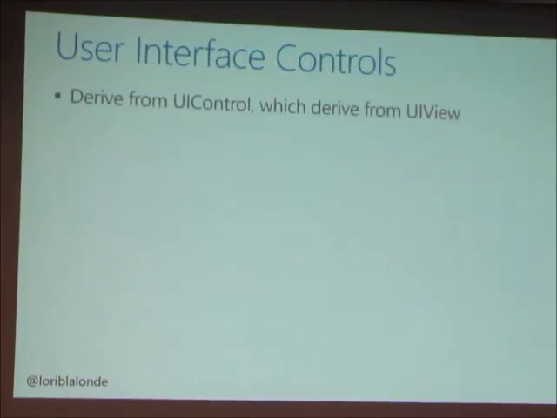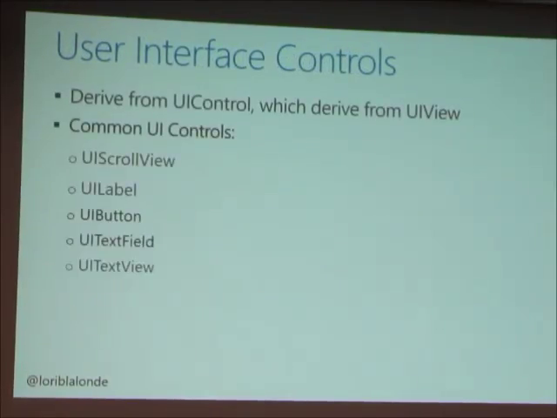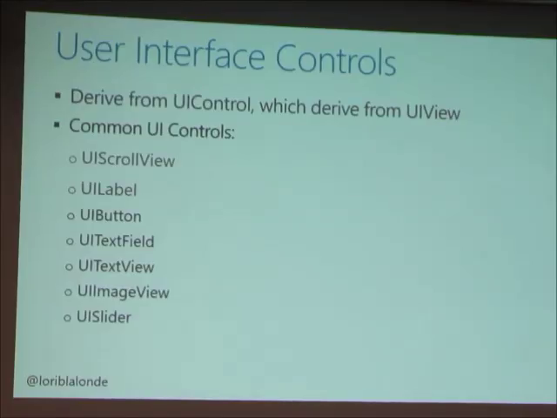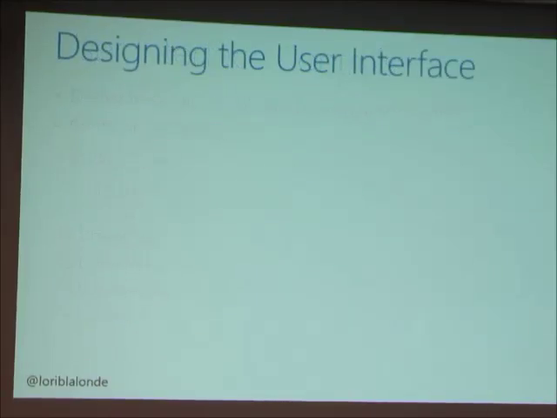Okay? User interface controls, there's a ton. Oh, why did I make them each transition like that? So common controls that you'll use will be scroll view, label, button, text field, text view, image view. There's a ton more. I'm not going to get into controls that hold collections, like list views or table views, because those are a separate workshop in and of themselves, just the setup in those. But for basic views, that's generally what you'll be using.